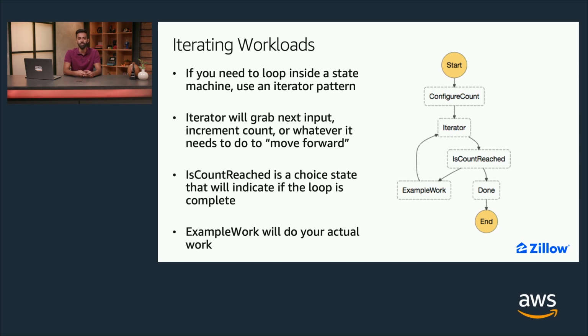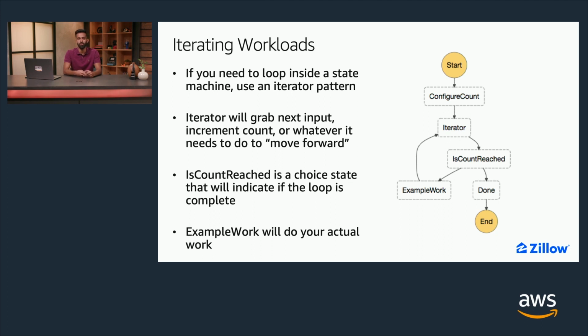Then you'll have another state that checks if you are done with the loop. This state is a choice state, another type of state that AWS allows you to have. The choice state is a simple conditional that allows you to branch based on the value of some variable in its input. In this case, the state will check if you are done or if there is more work to be done. If you are done, it will move to a done state, and if not, it will go to a state to do the actual work.